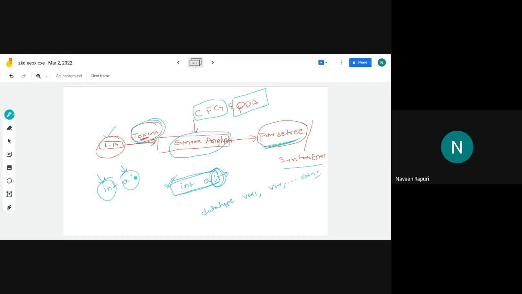Why is there a syntax error? This is not satisfying the structure that is mentioned. So that's why we call this a syntax error. For example, int c equals hello. Is there any syntax error in this?